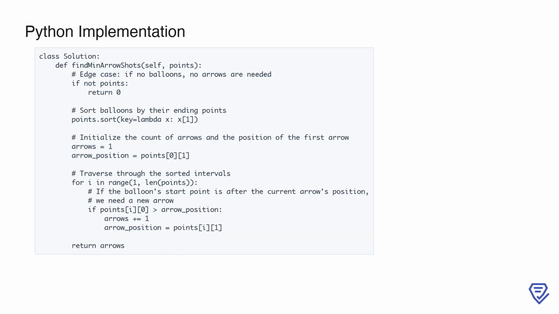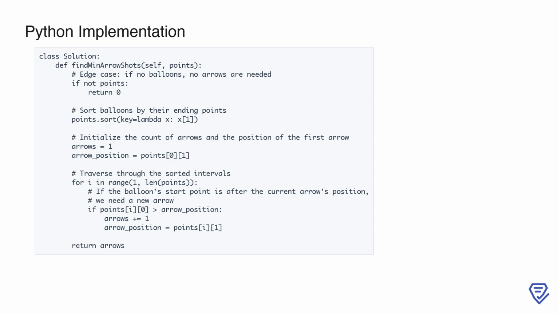The provided solution to the problem uses a greedy algorithm to minimize the number of arrows required to burst all balloons. Here's a detailed explanation. 1. Edge case handling. If the input list points is empty, no balloons exist, and the function immediately returns 0. 2. Sorting by ending points. The balloons are sorted based on their ending coordinates. This is a key step in the greedy approach, as it allows us to efficiently determine when an arrow can burst multiple balloons. The sort function is used with a lambda function to extract the second element of each interval.